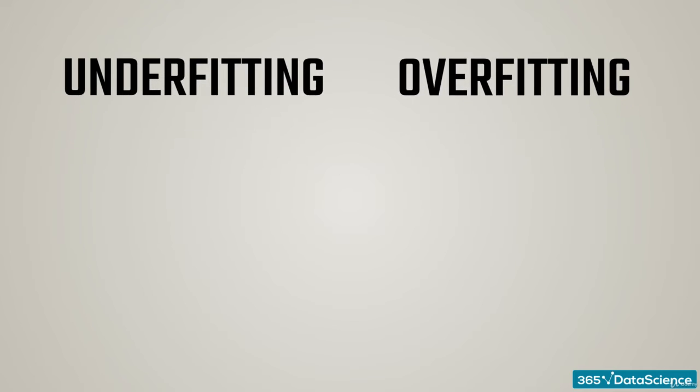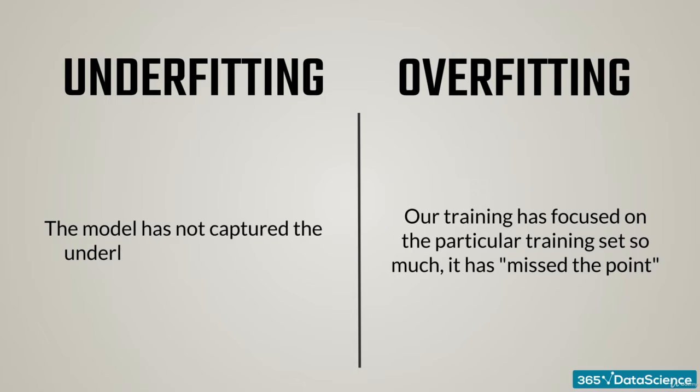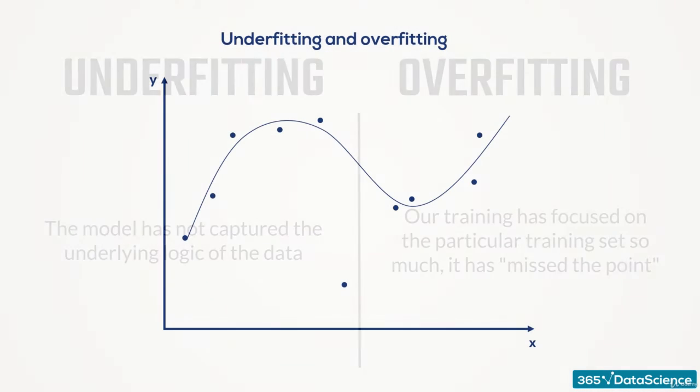Okay. Broadly speaking, overfitting means our regression has focused on the particular data set so much it has missed the point. Underfitting, on the other hand, means the model has not captured the underlying logic of the data. It doesn't know what to do, and therefore provides an answer that is far from correct. Let's explain this with graphs, as it is both more intuitive and cooler.